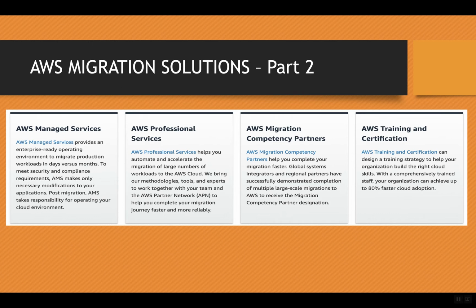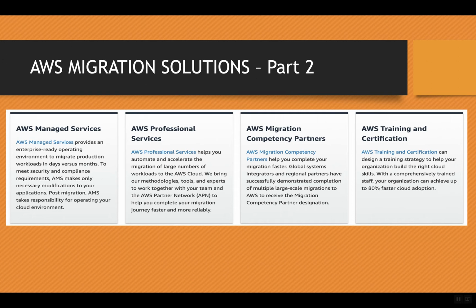AWS Managed Services provides an enterprise-ready operating environment to migrate production workloads in days versus months, to meet security and compliance requirements. AMS makes only necessary modifications to your application. Post migration, AMS takes responsibility for operating your cloud environment. Then AWS Professional Services helps you automate and accelerate the migration of a large number of workloads to the AWS cloud. We bring our methodologies, tools, and experts to work together with your team and the AWS partner network to help you complete your migration.